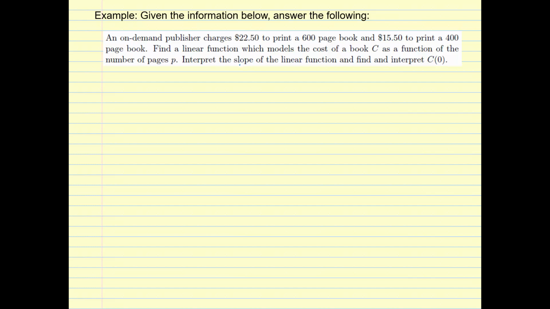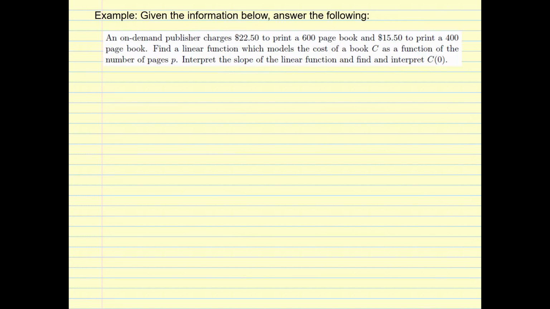So, for example, here we have an on-demand publisher. They charge $22.50 to print a 600-page book and $15.50 to print a 400-page book. Before we go into the algebra part of it, let's try to make sense of what's going on. You have an on-demand publisher, which means you tell them you'd like them to print something for you. For a 600-page book, it'll cost $22.50, and for a 400-page book, it'll cost you $15.50, which makes sense.